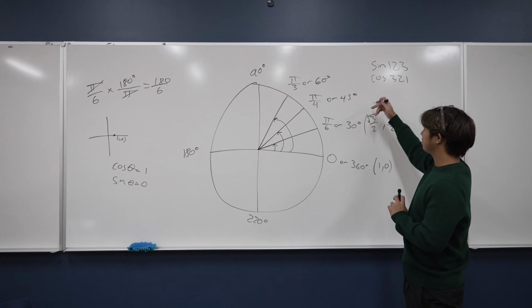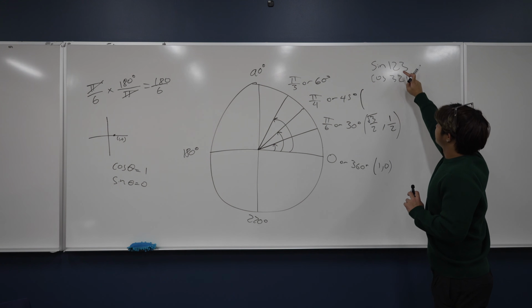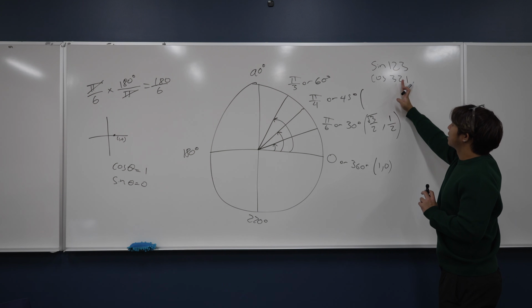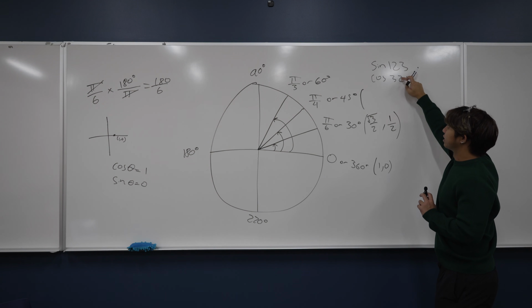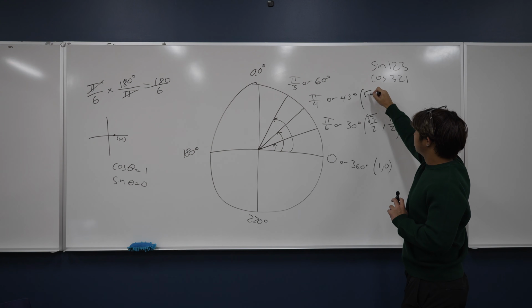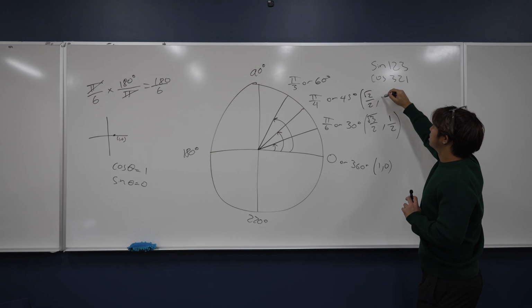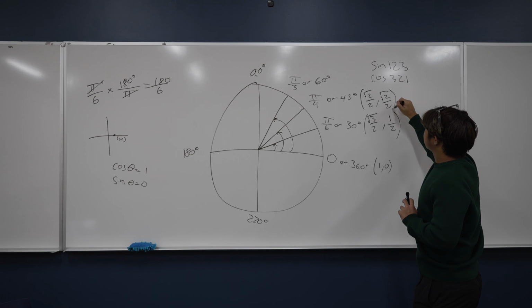Moving on to 45, we have pi over 4. We started off with pi over 6, now it's pi over 4. Pi over 4 is 2, and we have 2 here. So cosine here is square root 2 over 2, and my sine is square root 2 over 2.